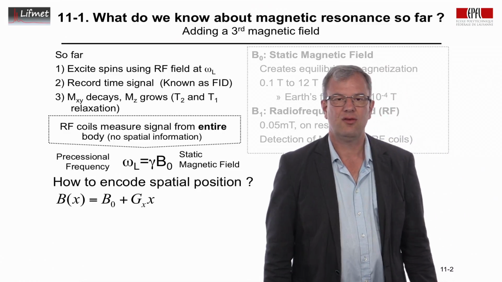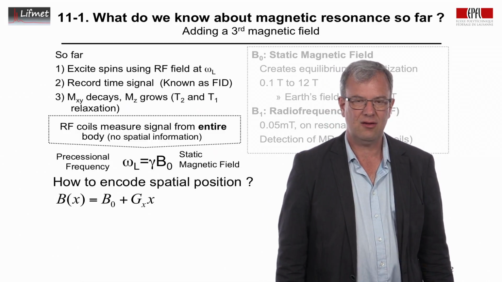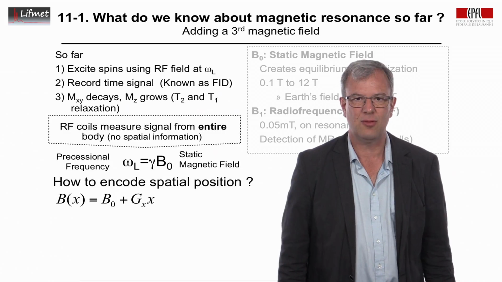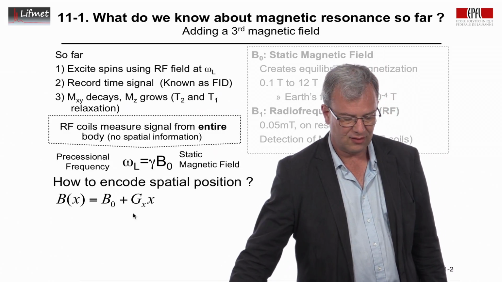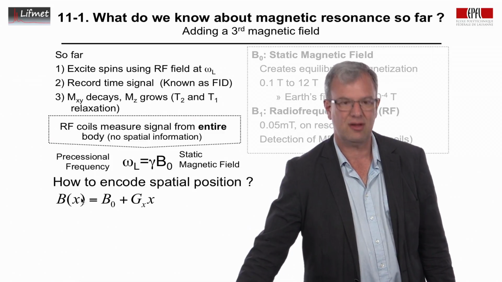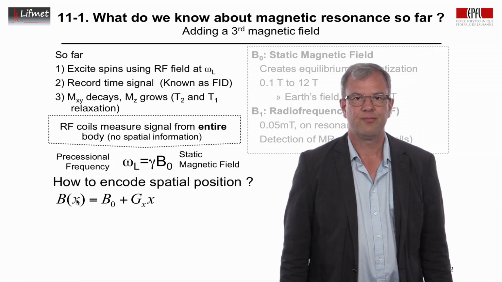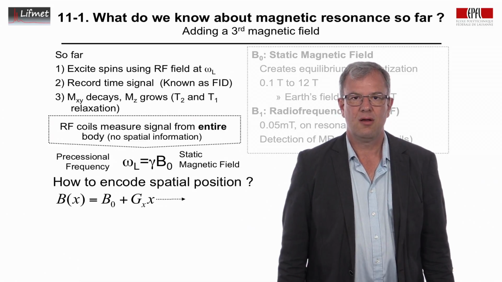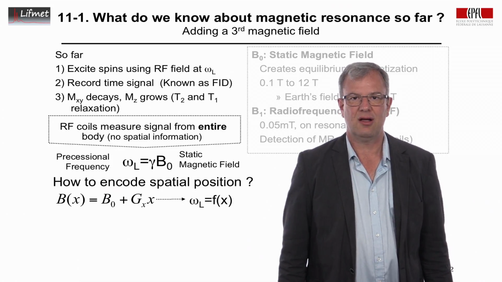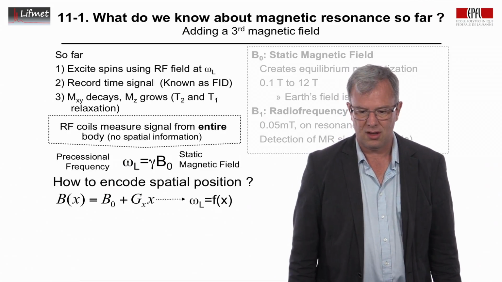And here the key is, let's suppose that we have the magnetic field, the B0 field, which is along Z, and we add a small field that varies linearly with space. So that's the Gx times X term here. So now this magnetic field varies along X. What happens now? What we now have is that the Larmor frequency becomes a linear function of position.